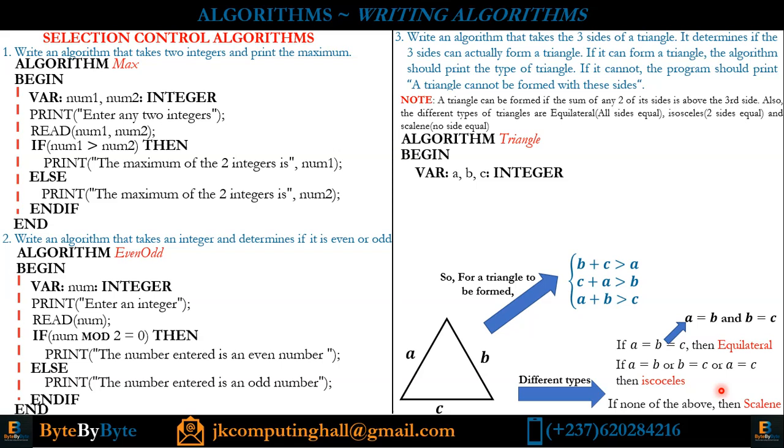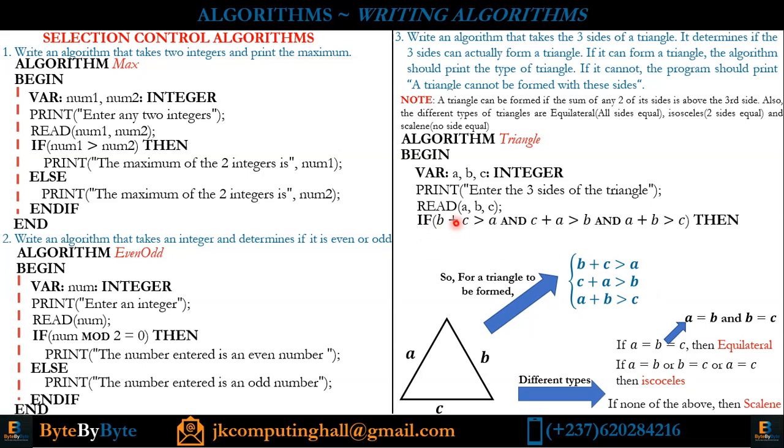I have my algorithm triangle. Begin. So I take my three sides to be A, B, and C, as you can see on this diagram. Print, enter the three sides of the triangle. We read A, B, and C. Now, this is our condition for a triangle to be formed. So I have if B plus C is greater than A, and C plus A is greater than B, and A plus B greater than C. It does not mean that this should be okay or this or this. No, the three should be satisfied. That's why you have all these conditions separated by and.